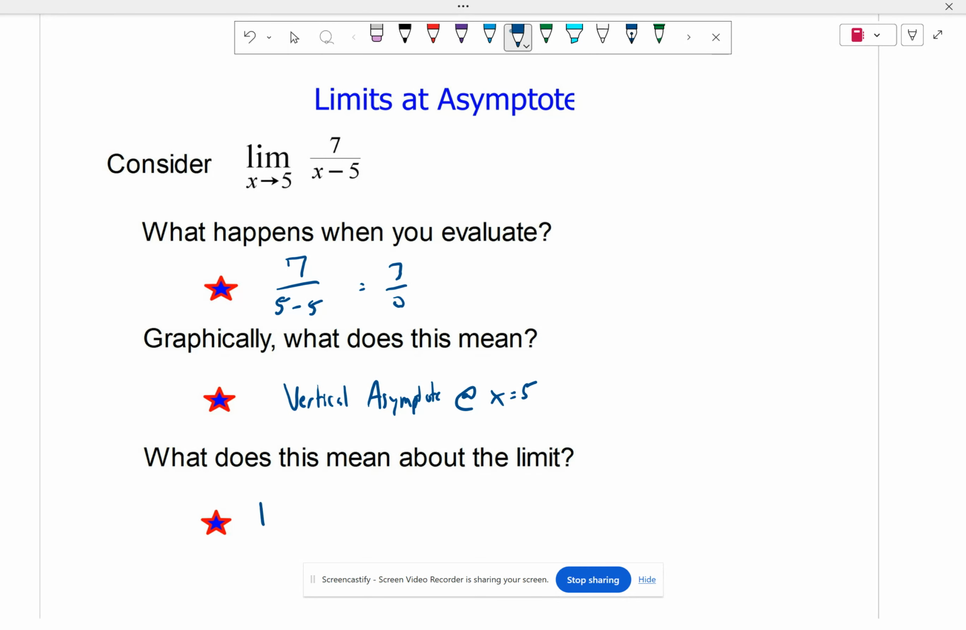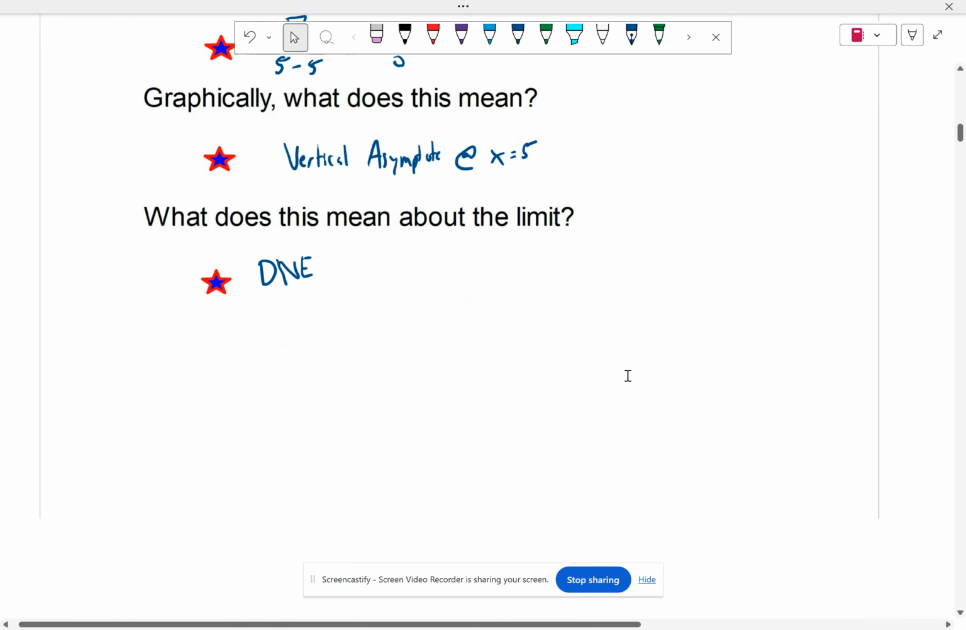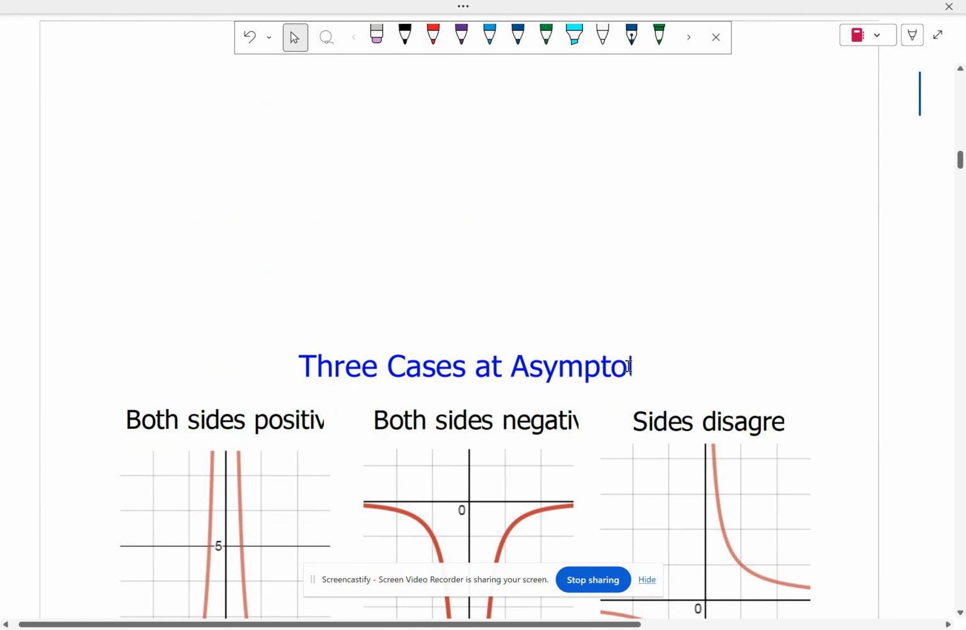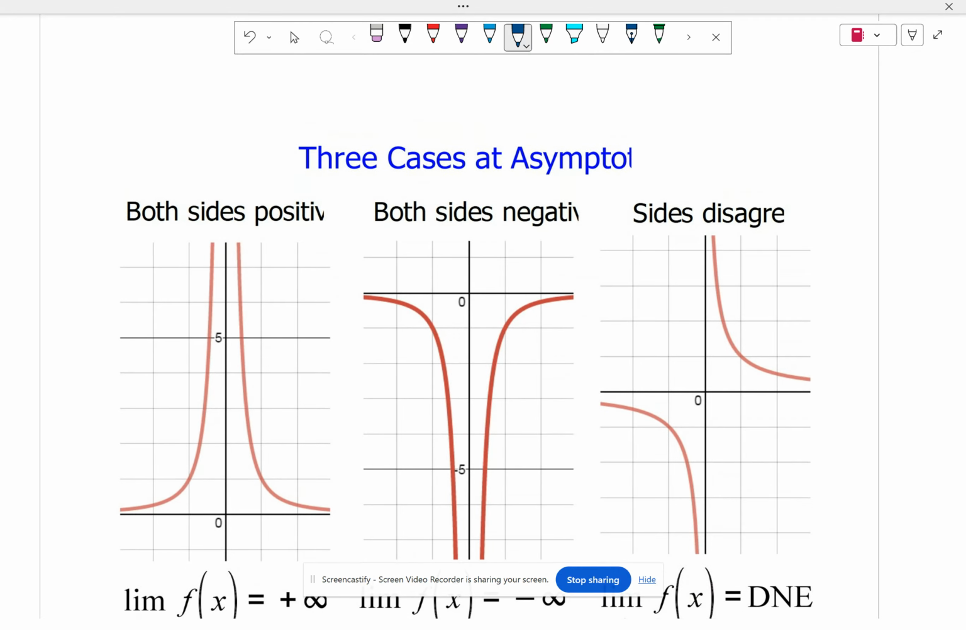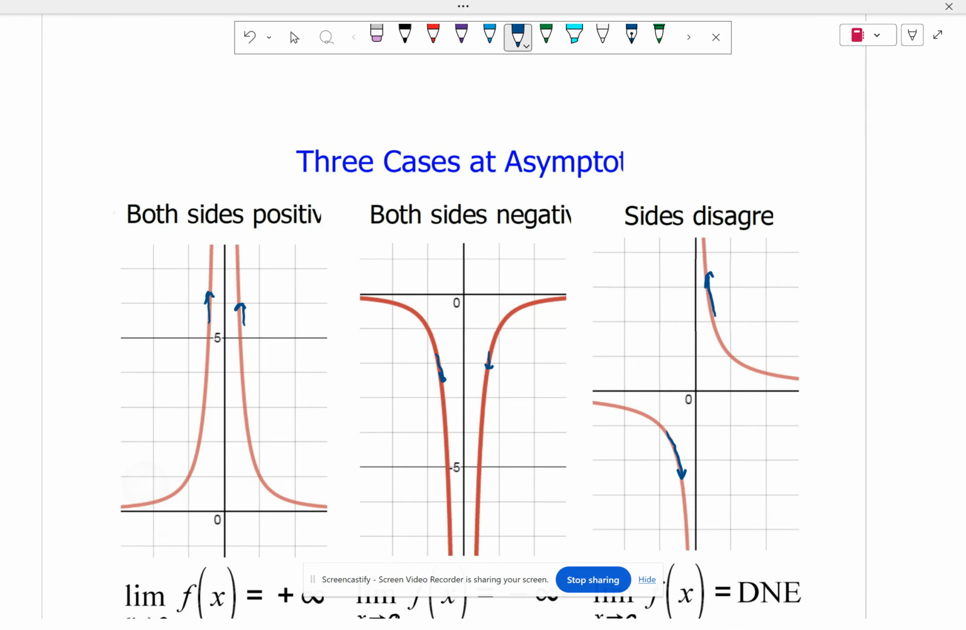And what does that mean about the limit? The limit does not exist. It fails to exist. It doesn't approach a finite real number. But at asymptotes, there's three things that could happen. From both sides, the function can be going to infinity, it can be going to negative infinity, or one side can be going to negative infinity while the other side is going to positive infinity.